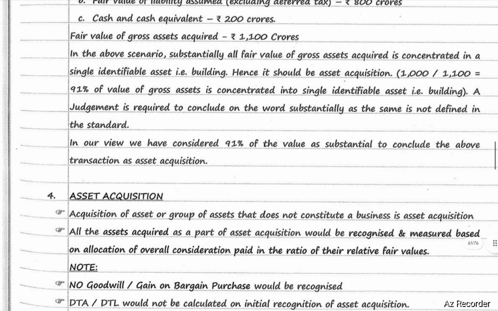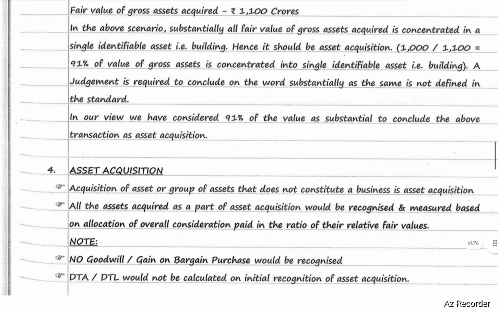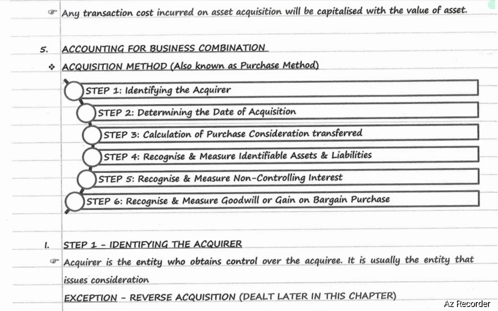No goodwill or gain on bargain purchase will be recognized in case of asset acquisition, and deferred tax asset or deferred tax liability would not be calculated on initial recognition of asset acquisition. Any transaction cost incurred on asset acquisition will be capitalized with the value of the asset. That means it will be added to the value of the asset.